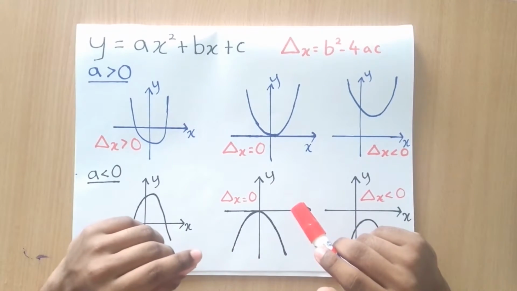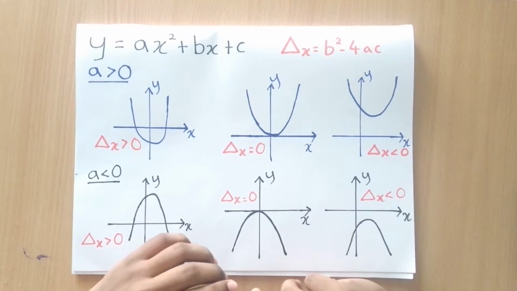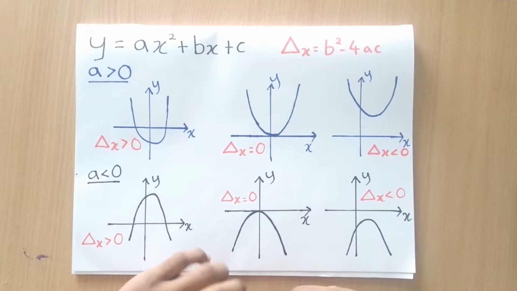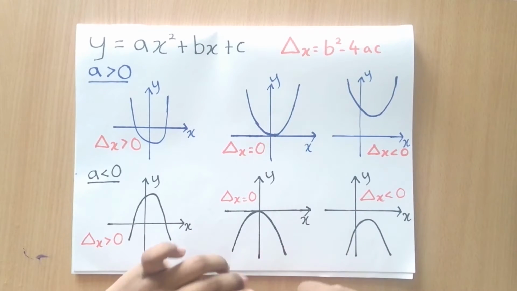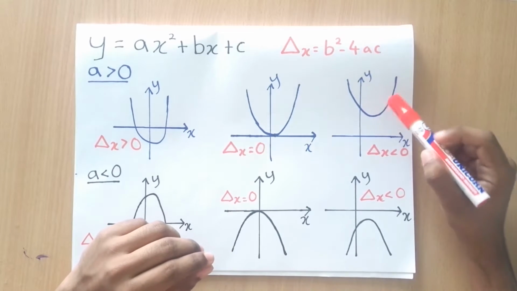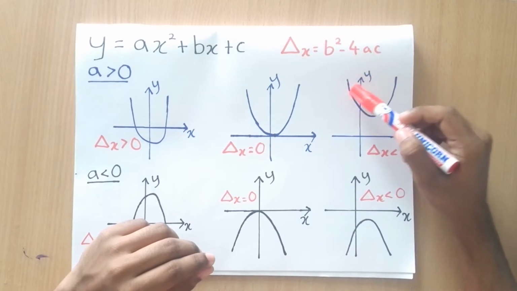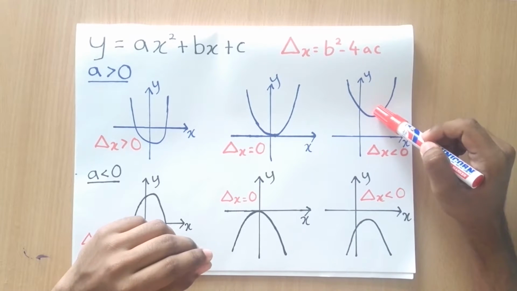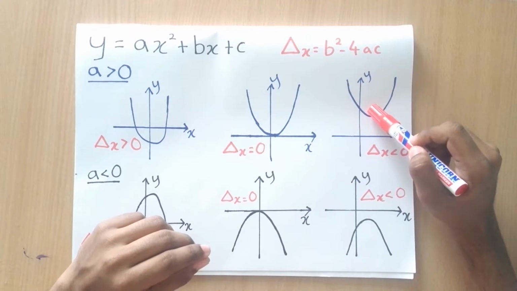So with that, we move on to our tip of the day. There are 2 very important graphs to be noted here. The first graph is this. Here, all the values of y are positive. That is, it is greater than 0.